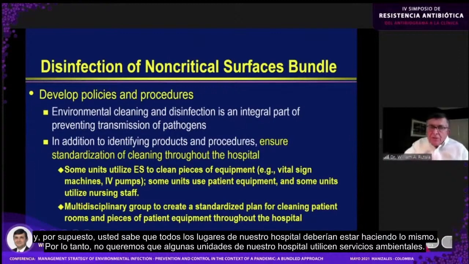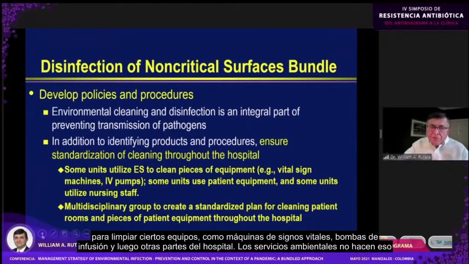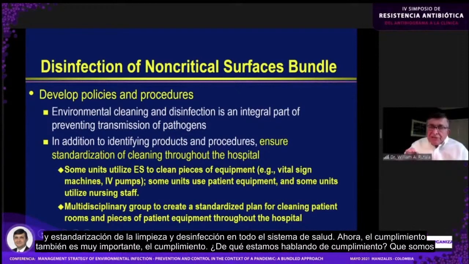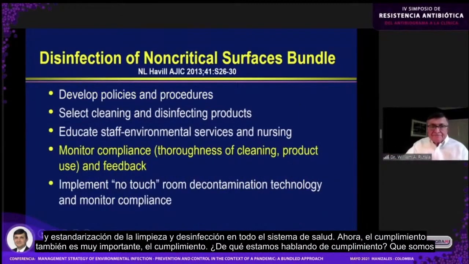So we don't want some units in our hospital utilizing environmental services to clean certain pieces of equipment like vital sign machines or IV pumps, and then other parts of our hospital, environmental services do not do that, and possibly it's done by patient equipment, or possibly it's done by nursing. Everywhere should have essentially the same procedure and policy and standardization of cleaning and disinfection throughout the healthcare system.